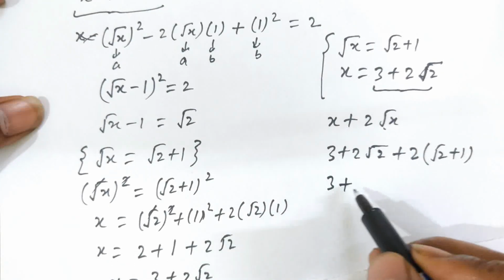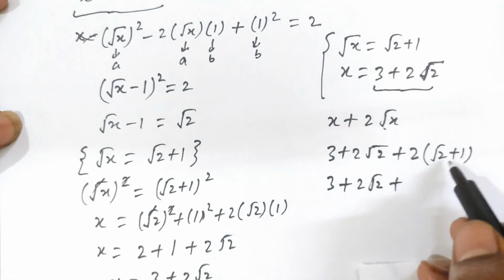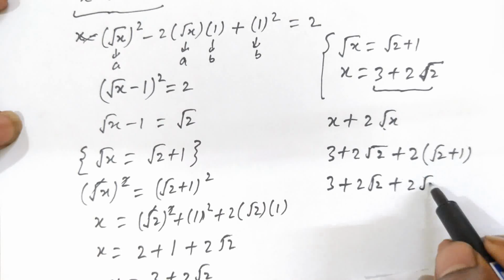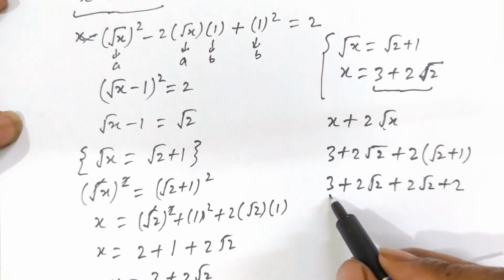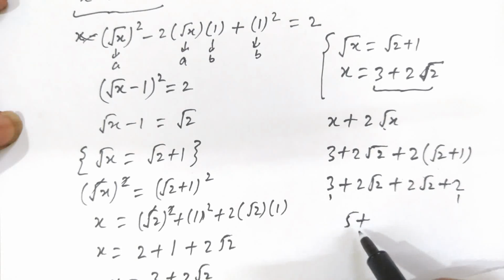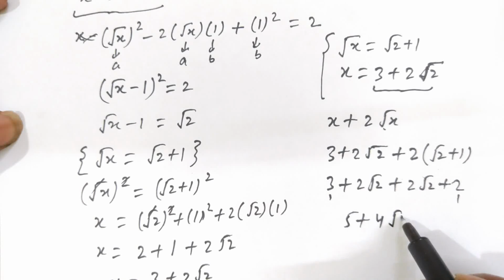Then here 3 plus 2 times square root of 2 plus this 2 is multiplied by square root of 2, then we get 2 times square root of 2, and this 2 is multiplied by 1, then we get 2. 3 plus 2, that is 5, plus 2 times square root of 2 plus 2 times square root of 2, that is 4 times square root of 2. So students, this is our final answer.